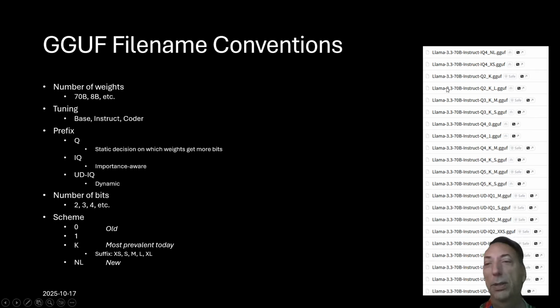To help decode what these file names mean, obviously the Llama and the 3.3, that's the model name and version. The next number is the number of weights, and then the word after that is the fine tuning. So there's instruct, which is for basic chat, or what we've come to become used to in terms of LLMs, the chat mode. That's what instruct is.